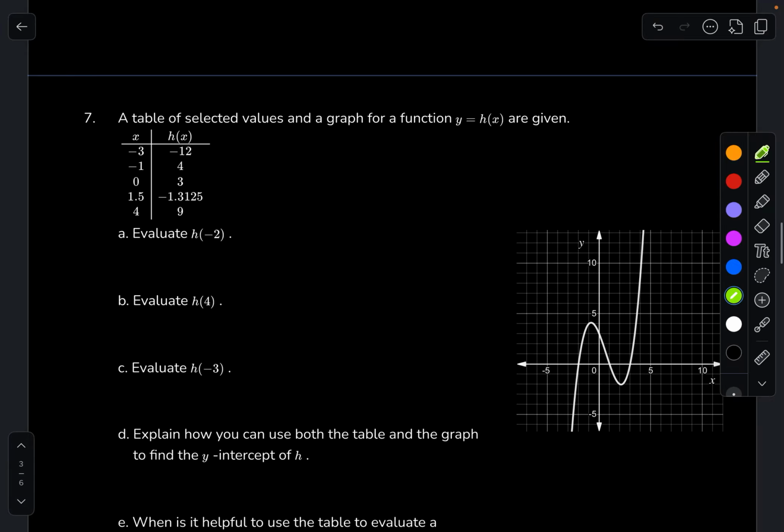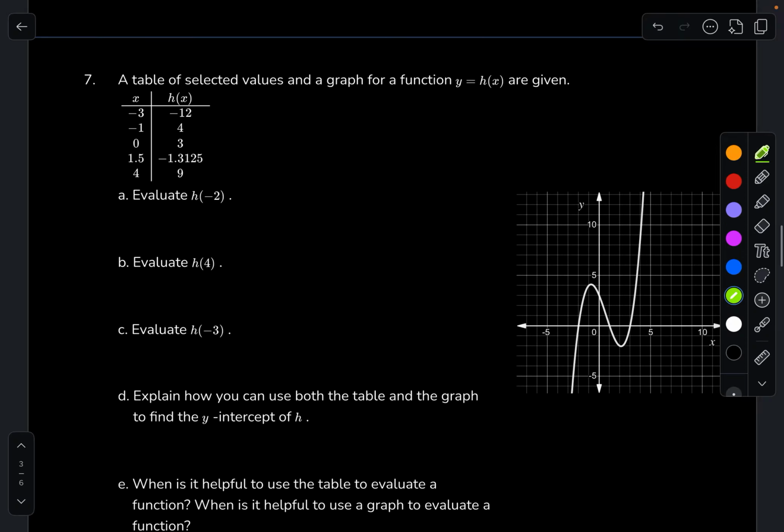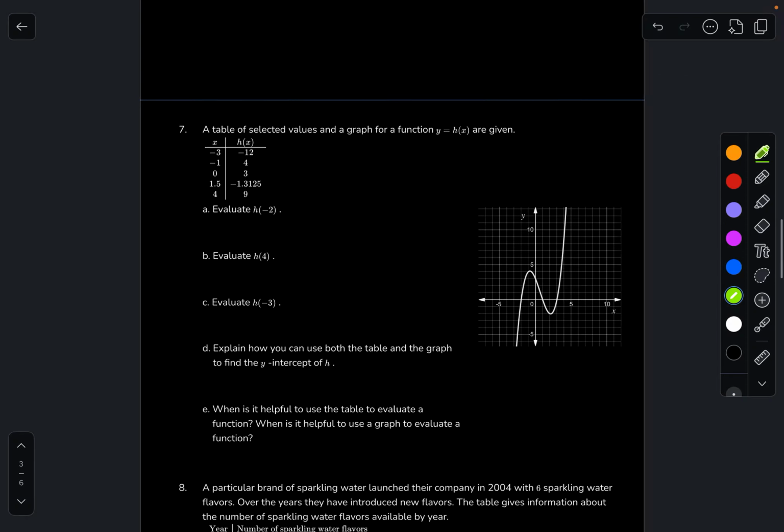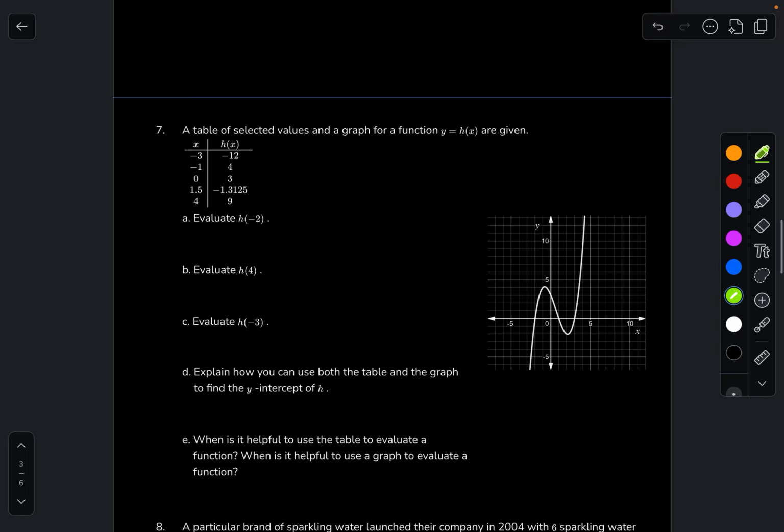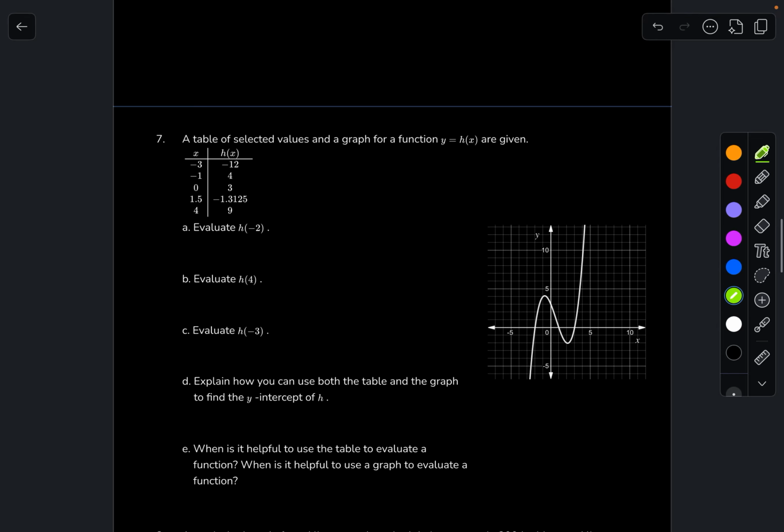All right, question 7. This is the last one before I stop the video and start a new video. All right? Because there's 14 of these. A table of selected values and a graph for a function y equals h of x are given. So this is h of x. Okay? So they give you h of x both in a table and in a graph. They say evaluate h at -2.